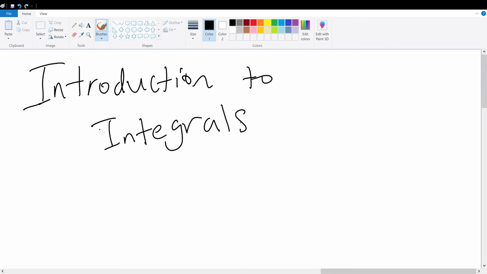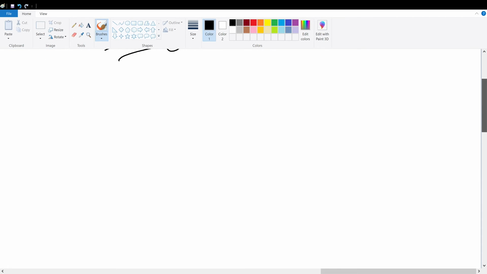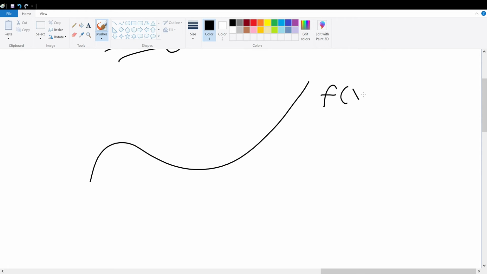Hello everybody, in today's lesson we're going to be giving an introduction to integrals. So let's start off with a basic definition on what integrals are useful for. So pretend you have a function like this and you want to find out what is the area.